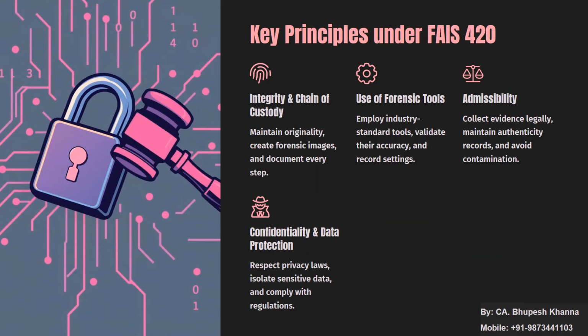Fourth point is Key Principles under FAIS 420. A. Integrity and chain of custody. Maintain originality of evidence. Create and preserve bit-by-bit forensic images. Document every step: who accessed what, when, how, and why.